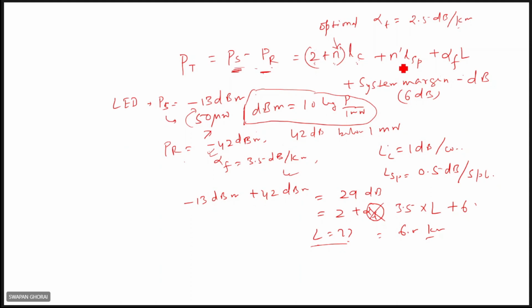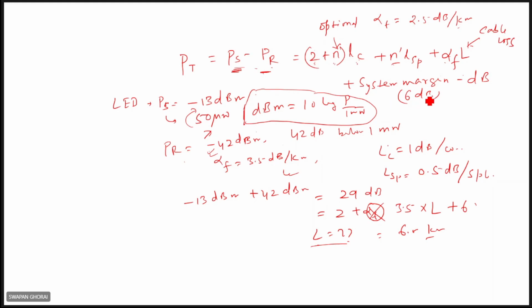Next, N prime times LSP. Similarly, LSP is the splice loss, and there can be N prime splices, a certain number of splices, so that depends on the value of N prime. Alpha F is the fiber loss in dB per kilometer. So if the total link length is L, then alpha F times L is the fiber loss or the cable loss.